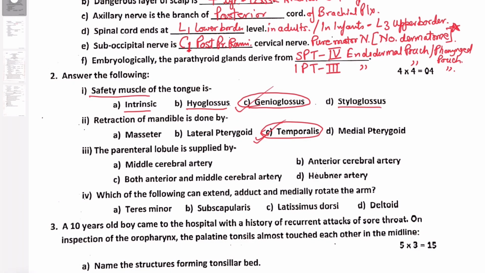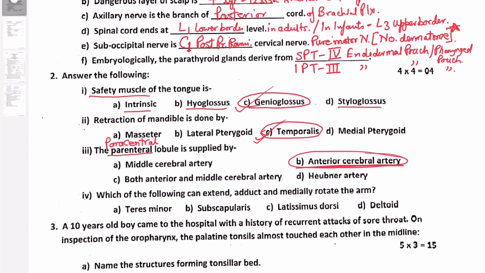Then question number 3. The parietal lobule is supplied by. This I think is a misprint. This should be paracentral lobule. Of course, they're talking about the brain. So the paracentral lobule of brain is supplied by middle cerebral artery, anterior cerebral artery, both anterior and middle cerebral artery, or Heubner's artery. So the answer to this is anterior cerebral artery.